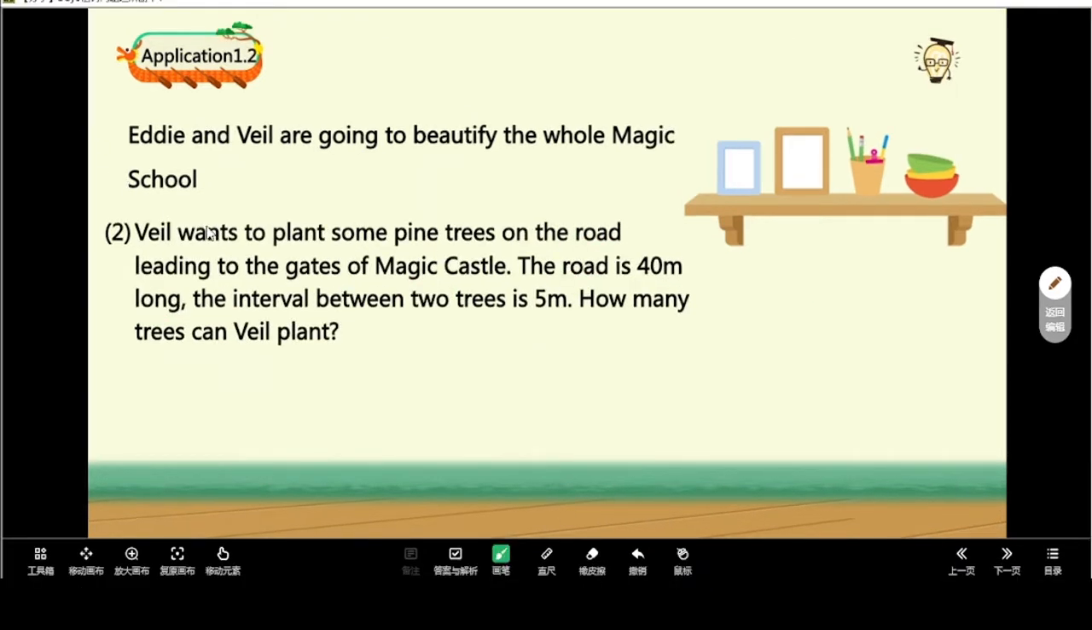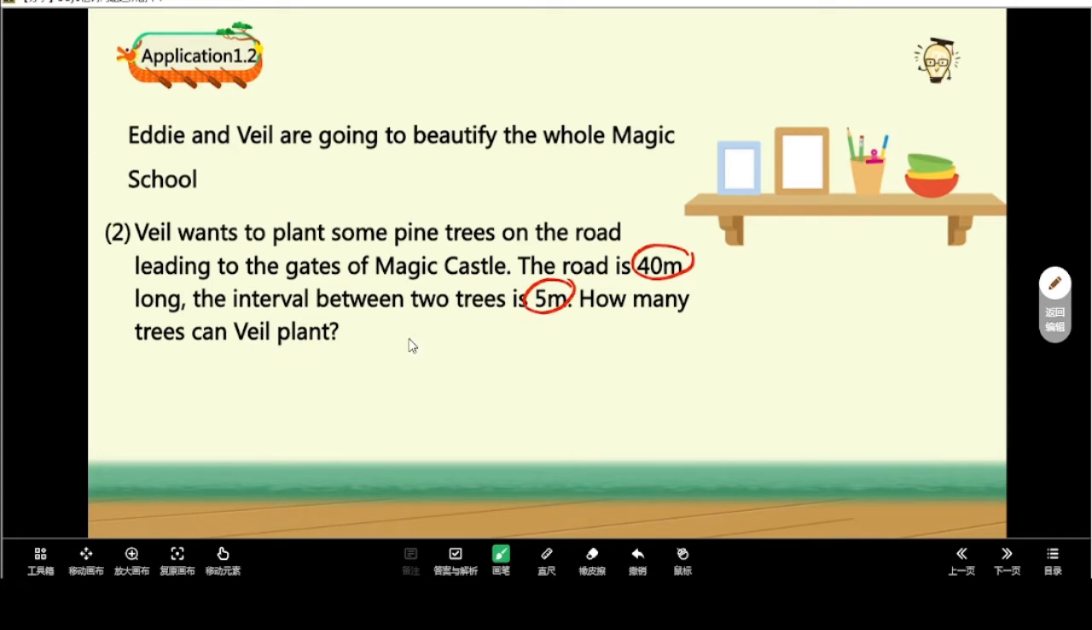Let us read the question together first. Phil wants to plant some pine trees on the road leading to the gate of Magic Castle. Oh, there is a Magic Castle here. And the road is 40 meters. And the interval between two trees is 5 meters. So how many trees can she plant?